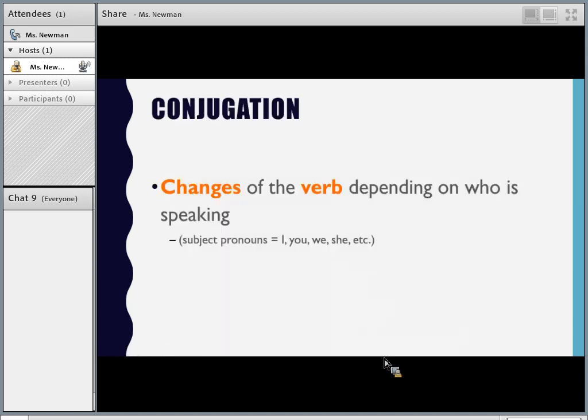So I want you to be very familiar with this word, conjugation. You're going to hear it all the time in Spanish. This is what we do. We conjugate the verbs. You need to understand what conjugation is. Conjugation is the changes of the verb depending on who is speaking or acting in the sentence, depending on that subject pronoun: I, you, we, she, etc. Whoever the person is.